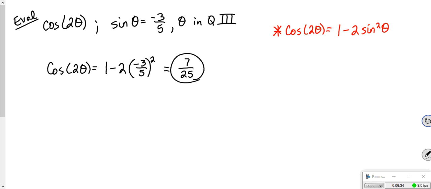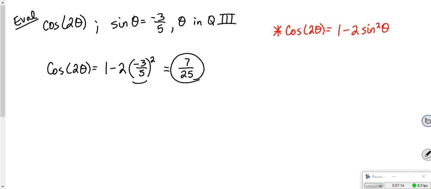And quadrant 3, well, we know that sine is negative in quadrant 3, so we already had the negative taken care of in the negative 3/5. So then we're just using the algebra to come up with cosine. If theta is in quadrant 3, then twice that is more than likely going to be in quadrant 1, which is where cosine is positive. So that's why we end up with a positive answer. Okay, that's all there was on number 9.